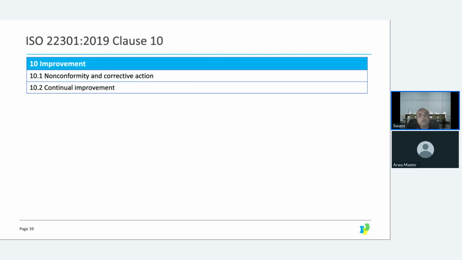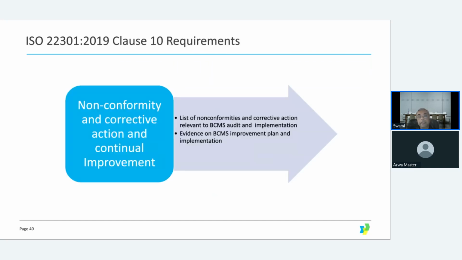And also we have to come out with your improvement plan for how to improve the business continuity management system implementation and things like that. For that, you have to come out with your improvement plan. And the requirements for this standard are non-conformity and corrective action and continual improvement. A list of non-conformities and corrective action relevant to BCMS audit and implementation, evidence on BCMS improvement plan and implementation. All these things we need to maintain and we have to showcase during the audit.